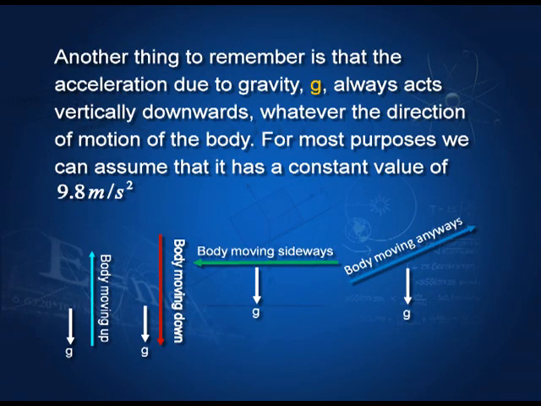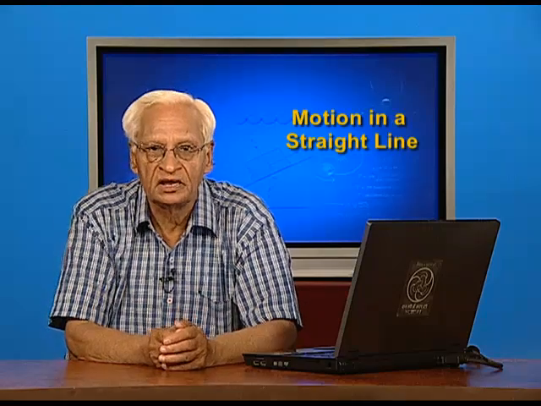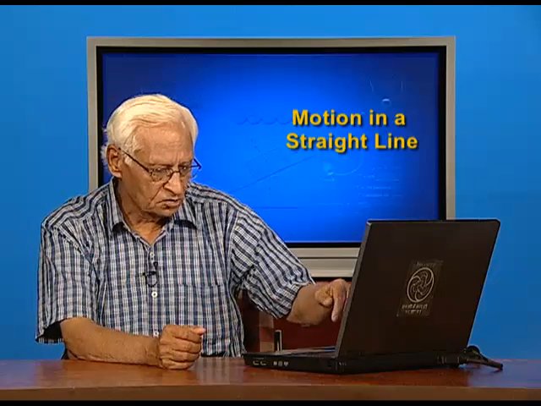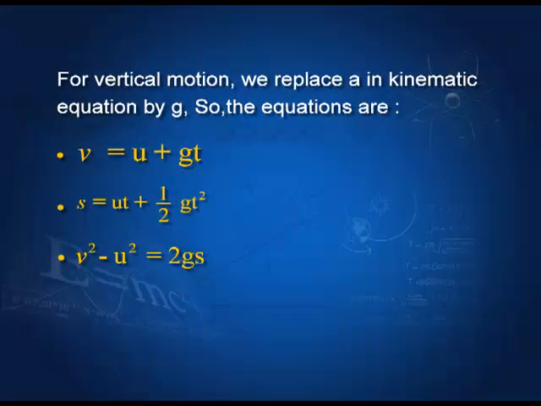If a body is going up, the acceleration due to gravity is vertically downwards. If the body is moving down, even then the acceleration due to gravity is vertically downwards. If the body is moving sideways, even then the force on it is always towards the center of the earth. Whatever the direction of the motion of the body, the direction of g is always towards the center of the earth or vertically downwards.